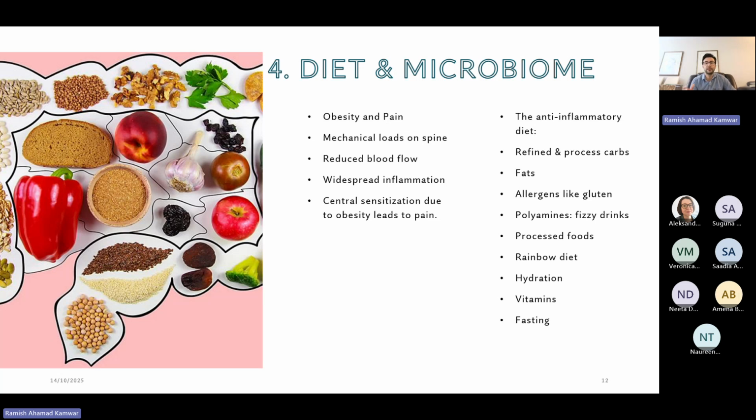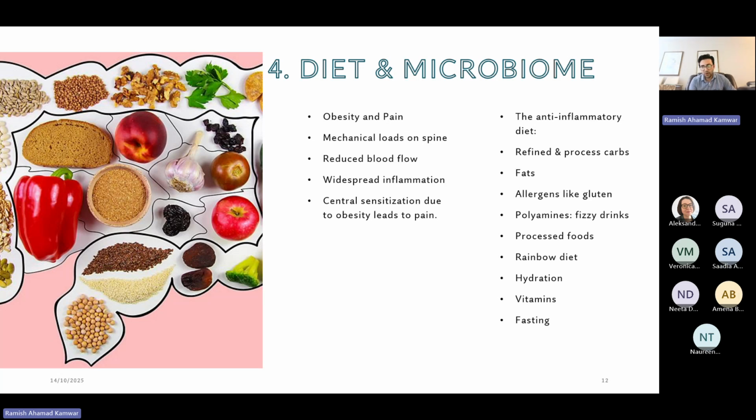These are killing the microbiome. These are creating dysbiosis, and at some point it will lead to chronic pain. The good thing about this diet and microbiome is the moment you start shifting to a healthy anti-inflammatory diet, everything is reversed. You'll get rid of that chronic pain.